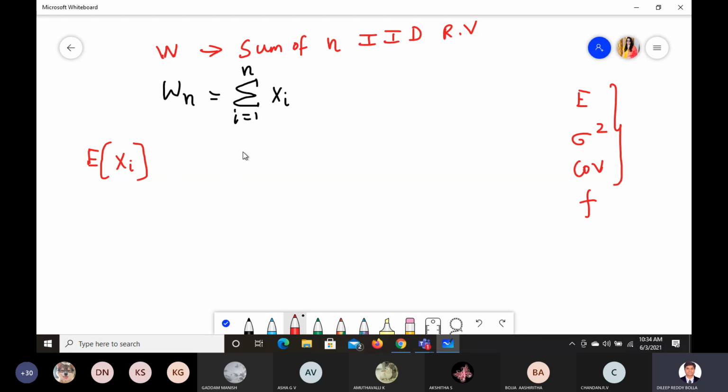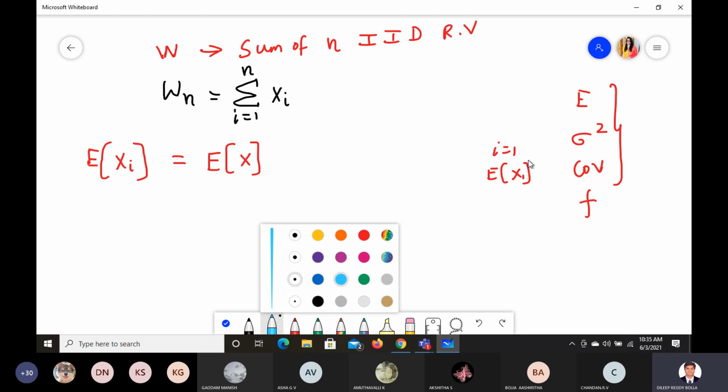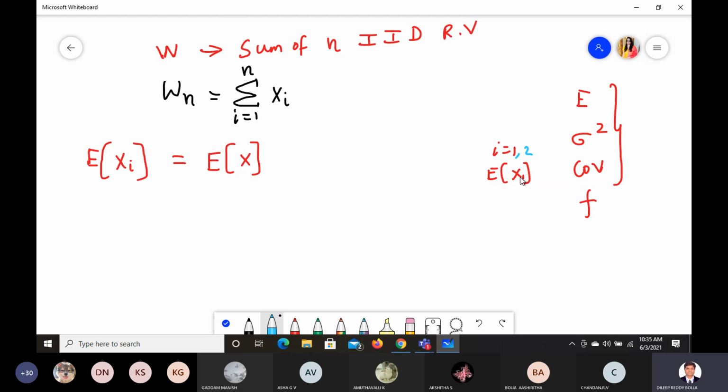Usually we know that the expectation of xi is as simple as the expectation of x only. There is no change in it. Why is there no change? If I replace the i value by 1, it will be the same expectation of x1. If I replace the i value by 2, then it will come here as 2. So that is going to be the same; it's not going to change. Let us make it simple: it will be mu x.